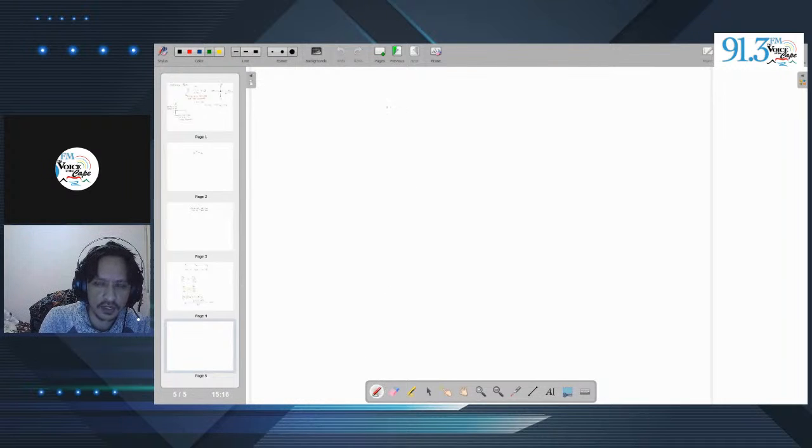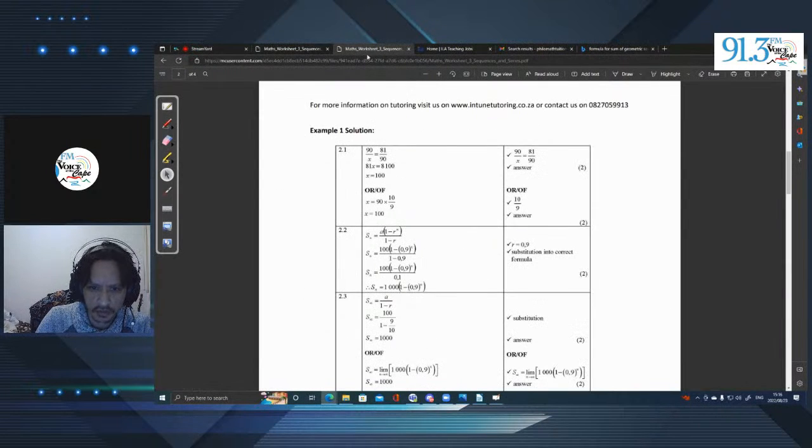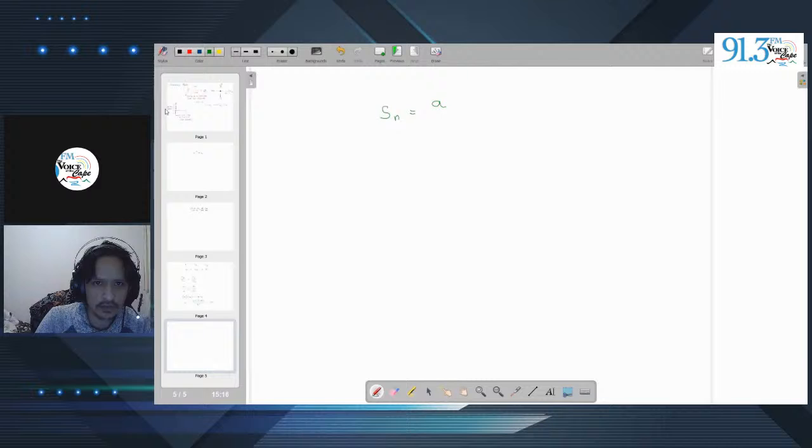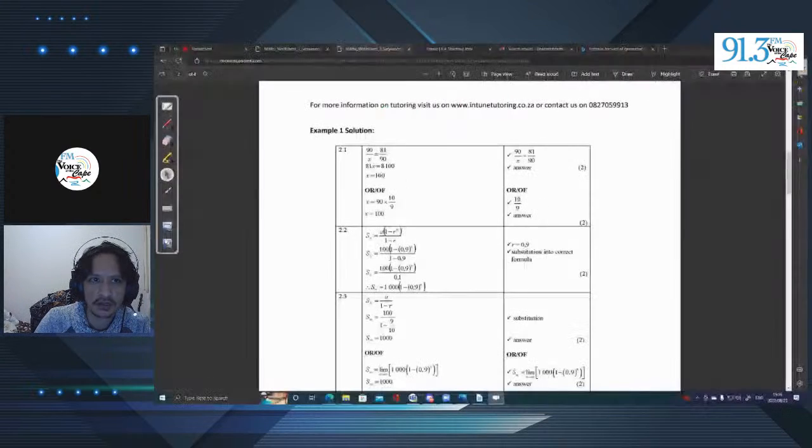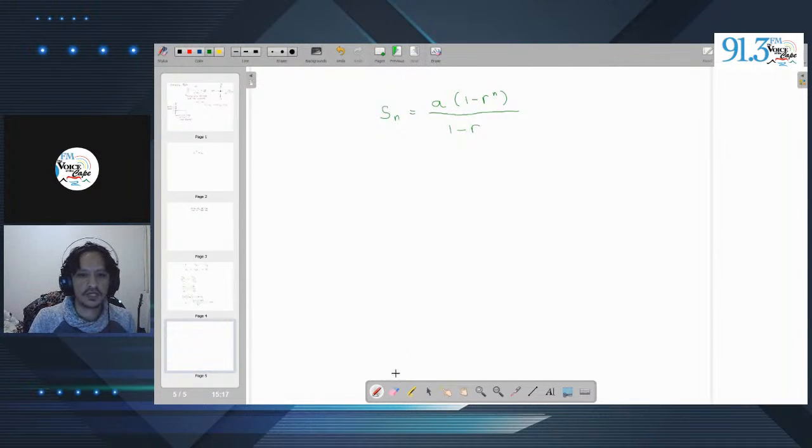So we have Sn is equal to A times (1 minus R^n). And this is why we have formula sheets. We cannot remember all the equations that are in. Well, some people can, but I'm not one of those people, unfortunately. I wish I had that gift. All right? And I believe that is correct. Over 1 minus R. There we go. Okay, perfect. Now, first things first, we need to first find the R value.